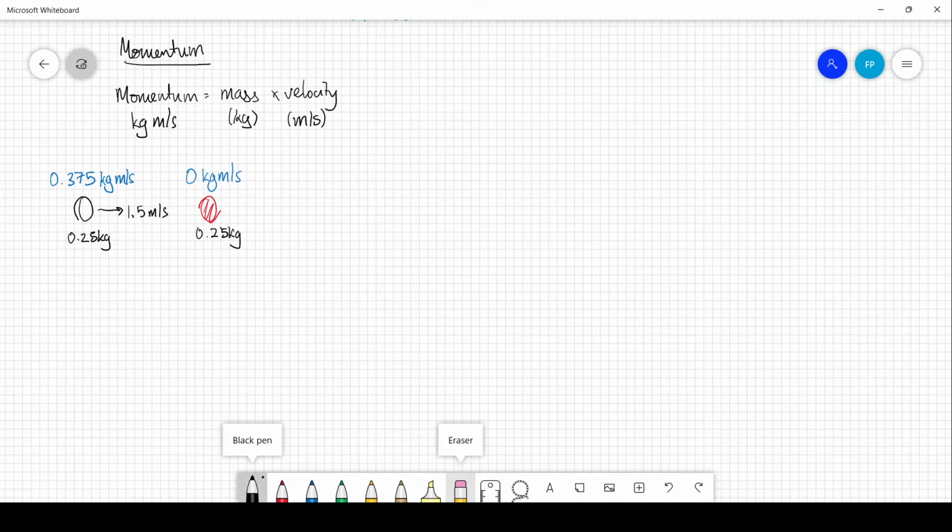Now, when these two balls collide, some things can happen. And you don't need to know what outcome there would be. For example, if they carry on together, one goes faster than the other, or they go back. The key thing here is to understand that the momentum before is equal to the momentum after. So that's the total.